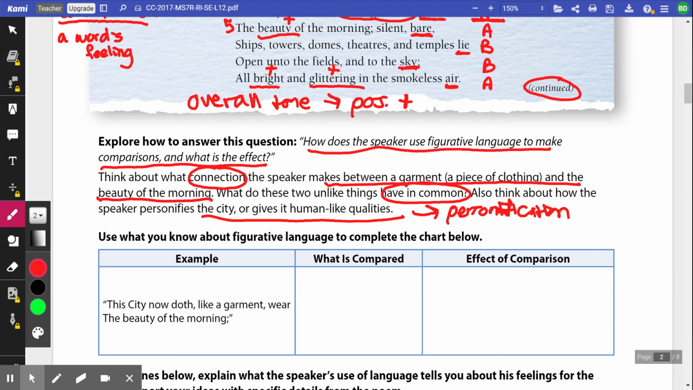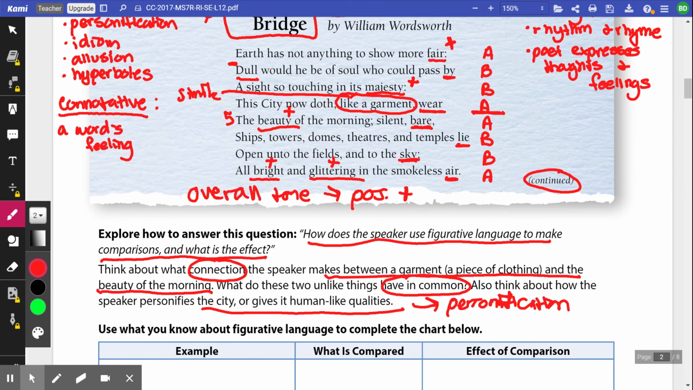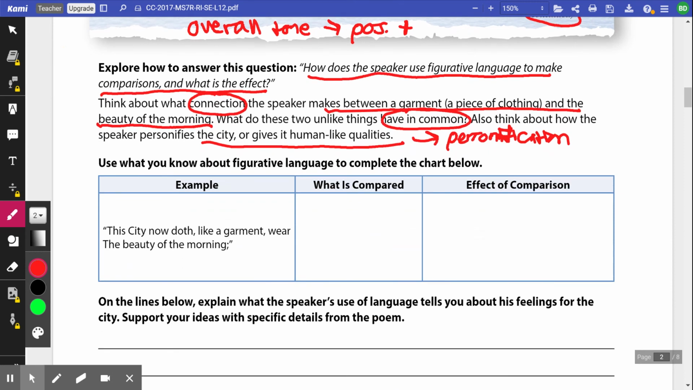Before we actually get to our chart, I want to go up to our poem one more time and read you the section where we marked the simile, where it compares the garment to the beauty of the morning. That's starting on line 4 to line 5. I'll read it to us: This city now doth like a garment wear the beauty of the morning, silent, bare. So it's saying the city wears the beauty of the morning, kind of like a garment. Let's go ahead and look down to our chart below. We have to use what we know about figurative language to complete this chart. Our goal is to complete the chart. Let's look at our example first.